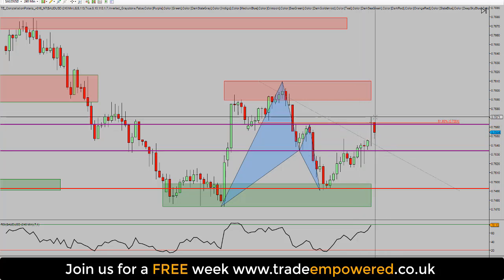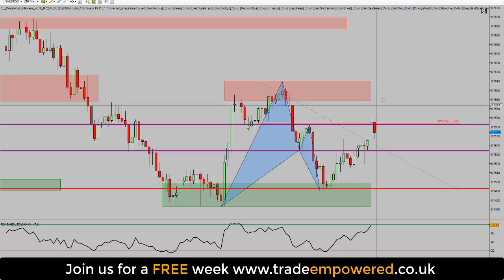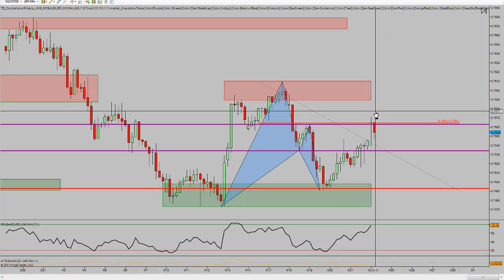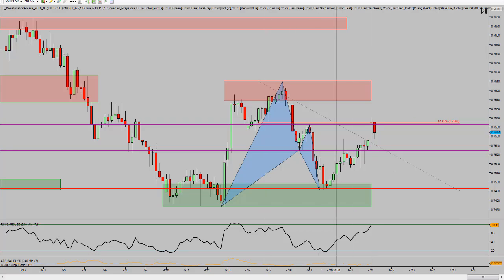Okay, so profitable trade, we had 43 pips to target 1. We had another 71 pips on target 2. So good trade. Let's see if we can get some more.